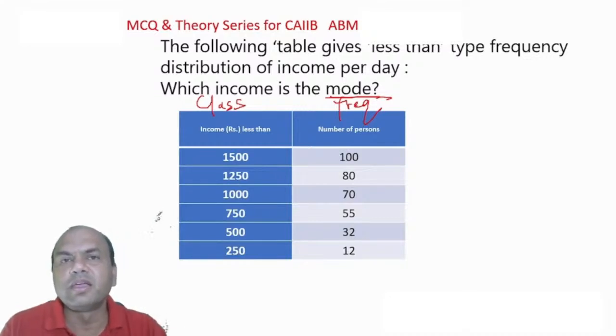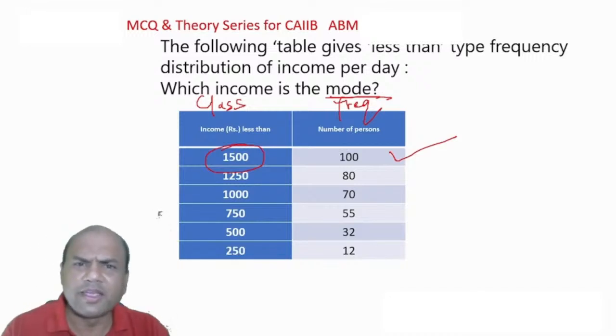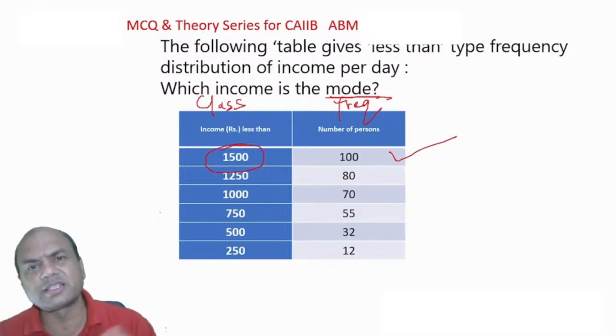Mode means what? Any class which is having the maximum frequency. So which is the maximum frequency over here? 100. So the modal class is this 1500. Simple, isn't it? In exam, if you get such numericals, it is just a cakewalk for you.